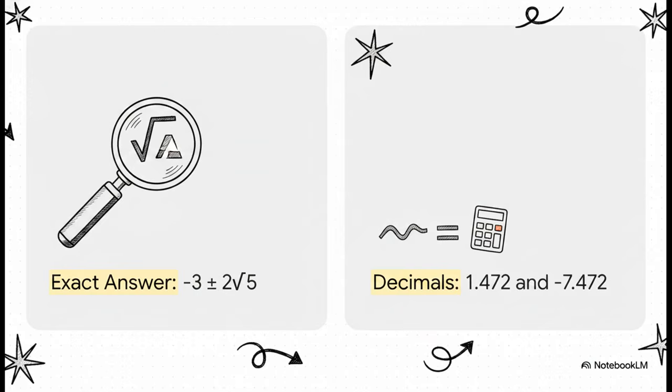Just to reiterate our earlier point about real-world applications, negative 3 plus or minus 2 root 5 is our pristine, exact mathematical truth. The radical is firmly intact, meaning absolutely no data has been lost to premature rounding. Now sure, if you're a carpenter cutting a piece of wood, or an architect mapping out a physical space where precision to the 100th of an inch is perfectly fine, you can totally drop this into a calculator and use the decimal approximations of roughly 1.472 and negative 7.472. But always, always know the fundamental difference between the exact truth and a practical approximation.